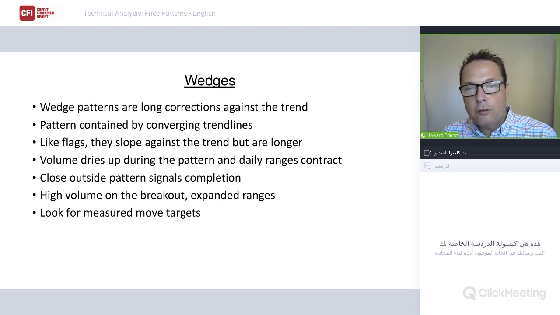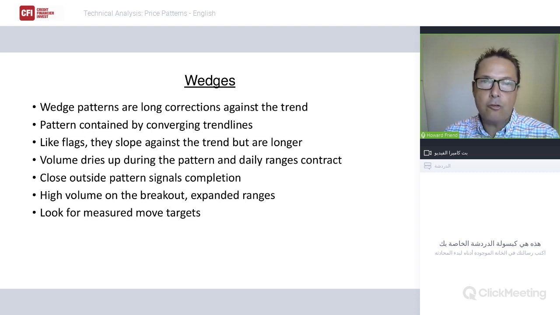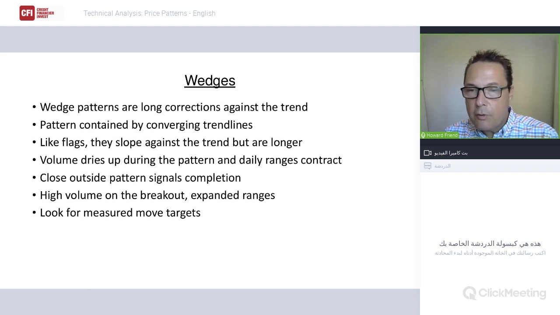So the pattern is contained by converging trend lines. In other words, they're not parallel. The trend lines are moving towards each other, but they are sloping against the previous trend. So again, you're looking for volume to dry up within a wedge pattern as the daily ranges contract, and a close outside the trend line will signal completion of the wedge. And now we're looking for a big move in the direction of the trend, and we're expecting higher volumes and expanded daily ranges on the breakout, and you're looking for measured move targets again.